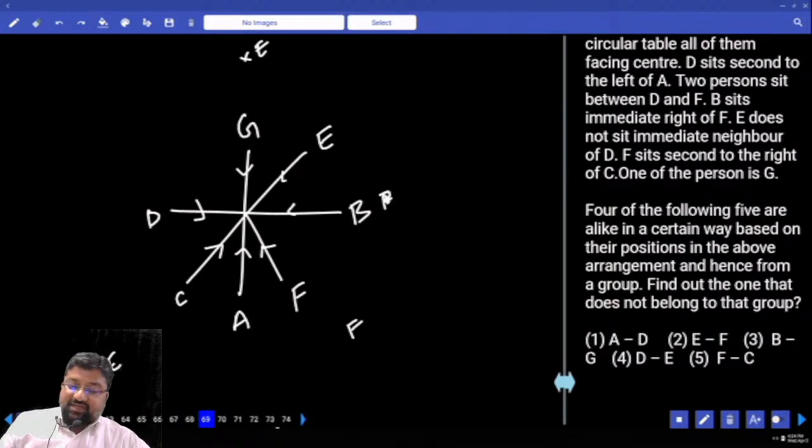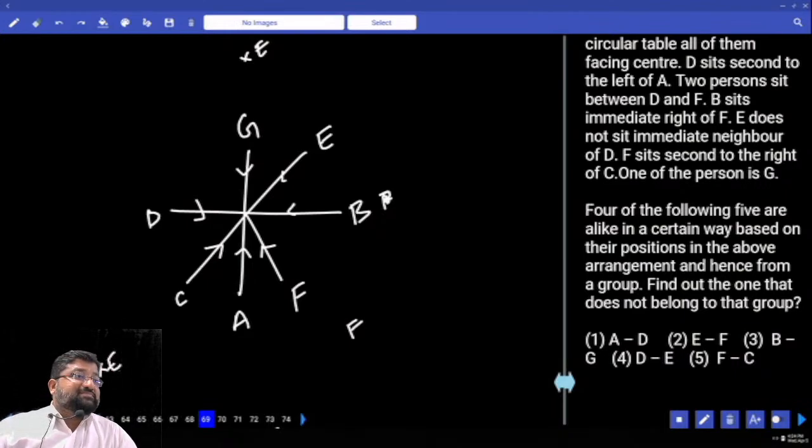4 out of the following 5 are alike in a certain way. A and D. What is the minimum number of people between A and D? 1 person between A and D. Next, 4 out of the following 5 are alike in a certain way based on their positions in the above arrangement, and hence from a group find out the one that does not belong to the group. Next, E and F. How many persons? 1 person. B and G. D and E. F and C also 1 person.